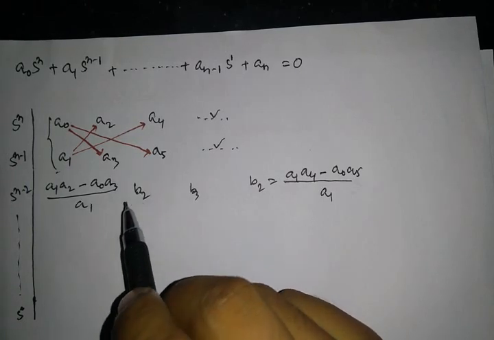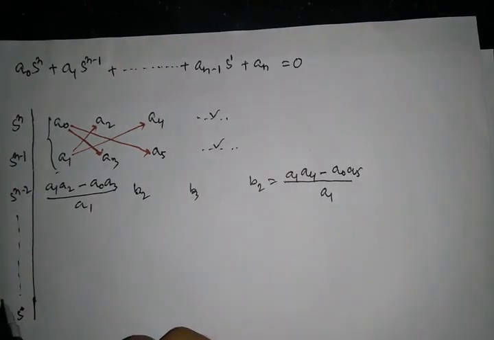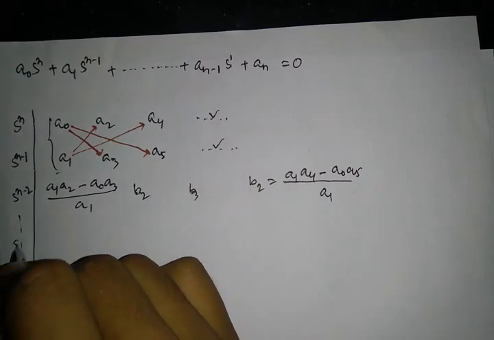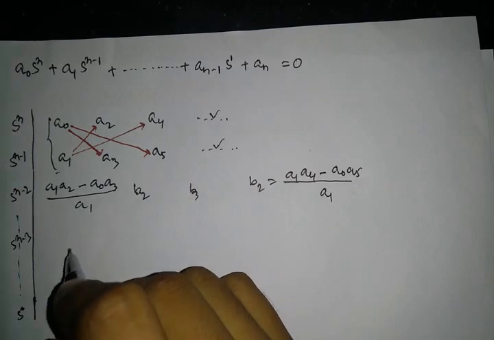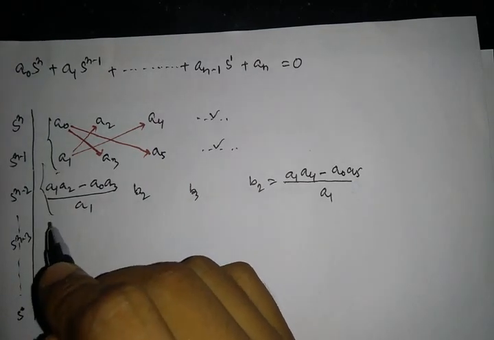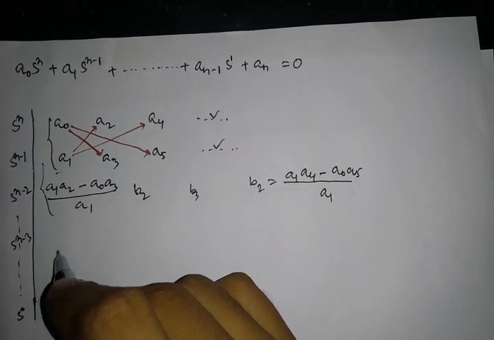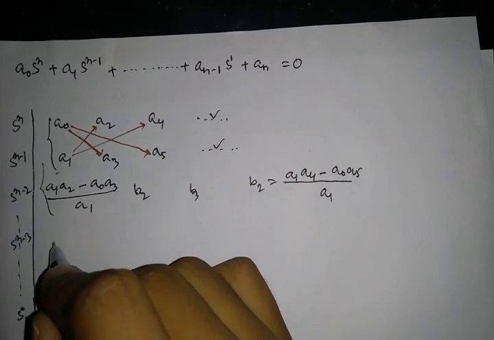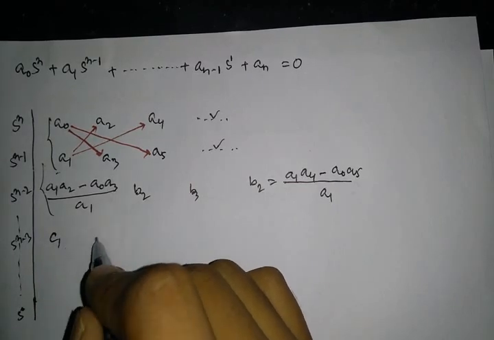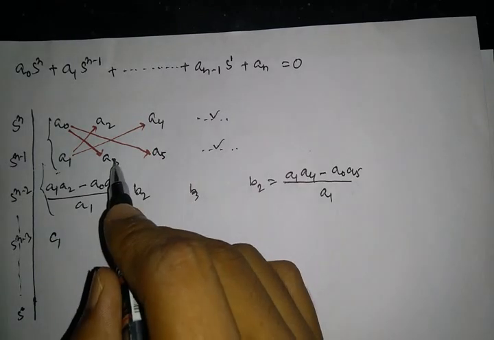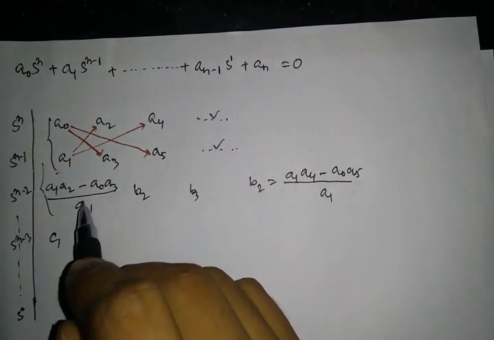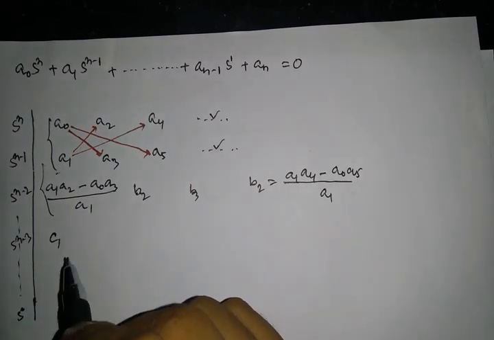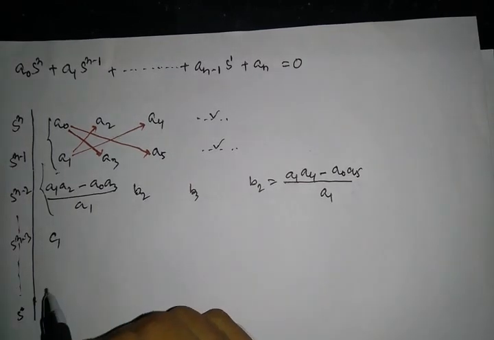Now you go to the next row after this, s to the power n minus 3. The procedure is the same. Now you take these two elements. This particular element, let's say C1, will be constructed like this: this into A3 minus A1 into B2, divided by this. Then we will get C1. The same procedure goes. In this way, we write all the elements in the Routh table.